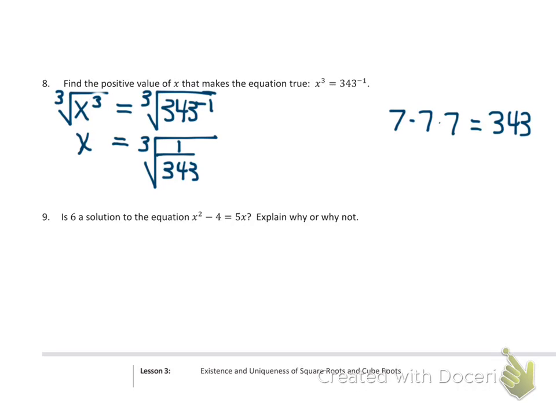So the cube root of 1 over 343, which is equal to x, is equal to 1/7. So that's the positive value for x that makes this equation true. You could also write 1/7 as 7 to the negative 1. So either of those would be correct.